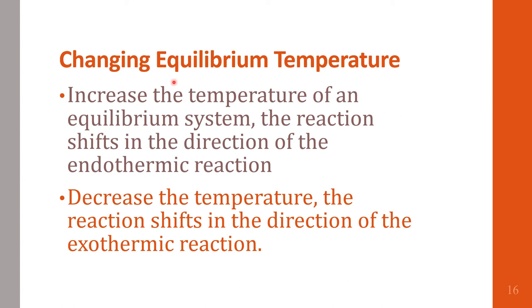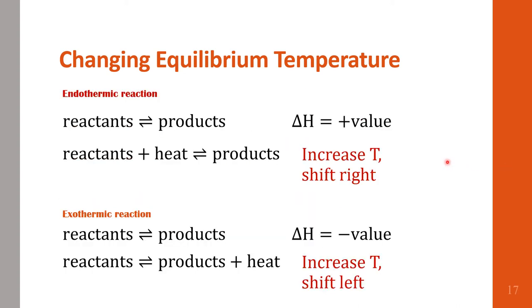Next, if we look at the change of temperature of a system at equilibrium, Le Chatelier's principle gives the direction of change like this. If we increase the temperature of the equilibrium mixture, it will shift in the direction of the endothermic reaction. In the opposite way around, if we decrease the temperature, the equilibrium will shift in the direction of the exothermic reaction. This time we are not talking about left or right. First, we have to define what is an endothermic reaction and what is an exothermic reaction.